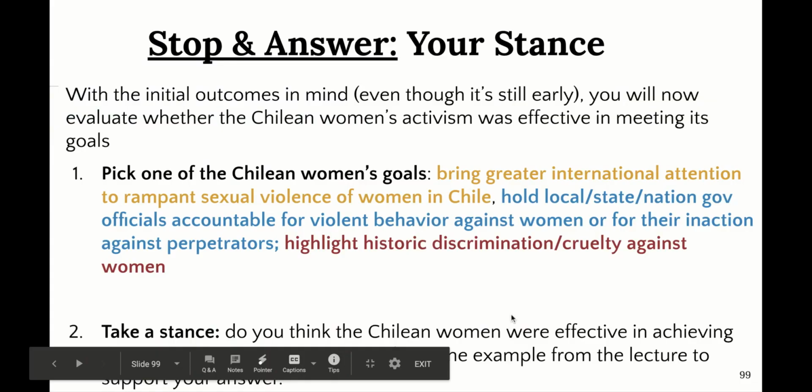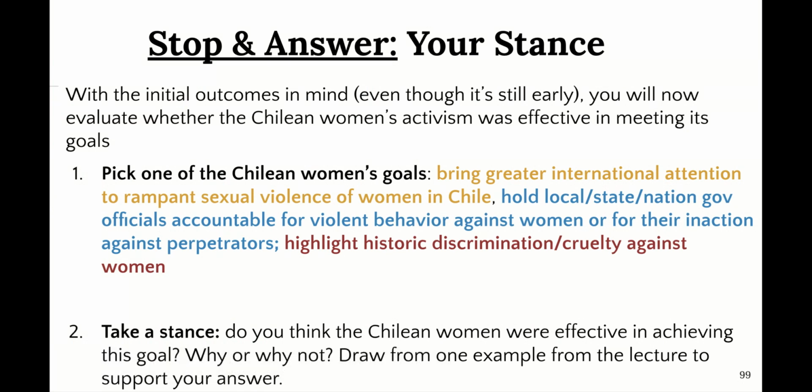All right. So the last part of this lecture and of this unit is going to be your stance. With the initial outcomes in mind, even though it's just a few months in, you're now going to evaluate whether or not the Chilean women's activism was effective in meeting its goal. I want you to pick one of their goals. I've listed them here. And I want you to take a stance. Do you think they were effective in achieving it? Why or why not? Draw from one example from the lecture to support your answer.